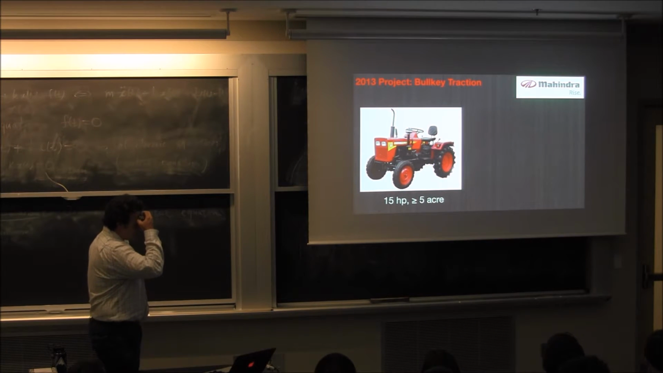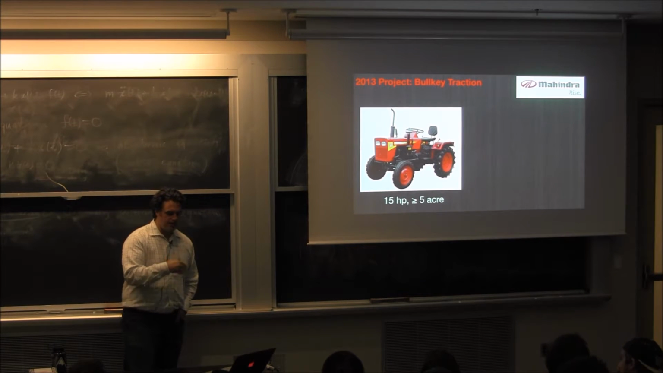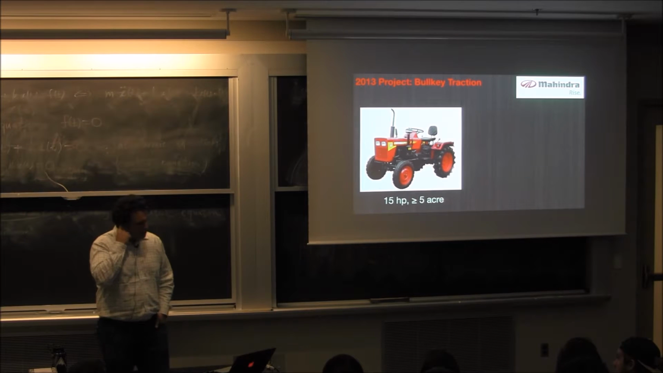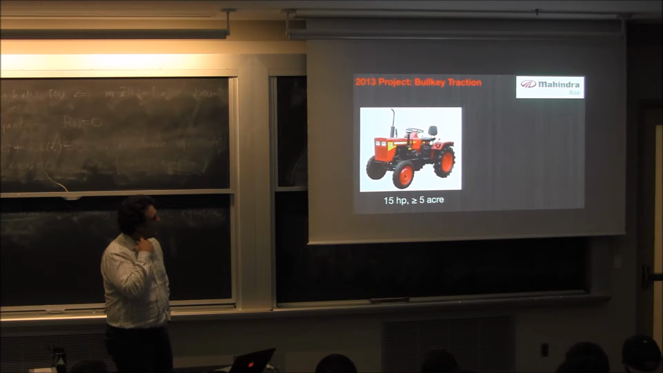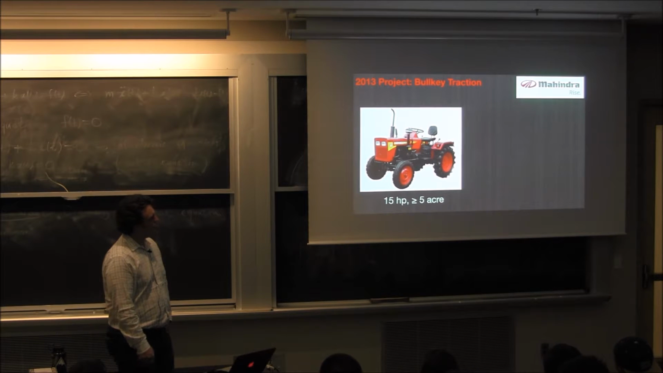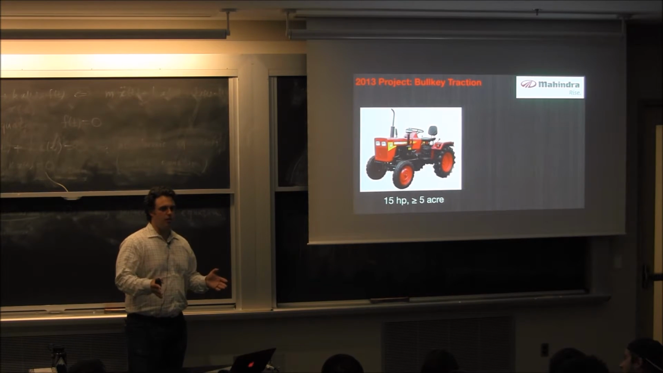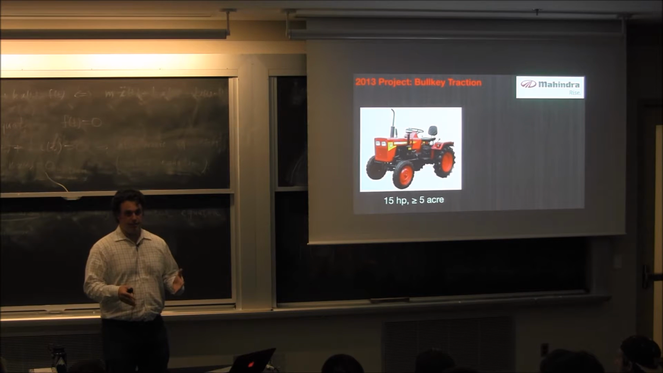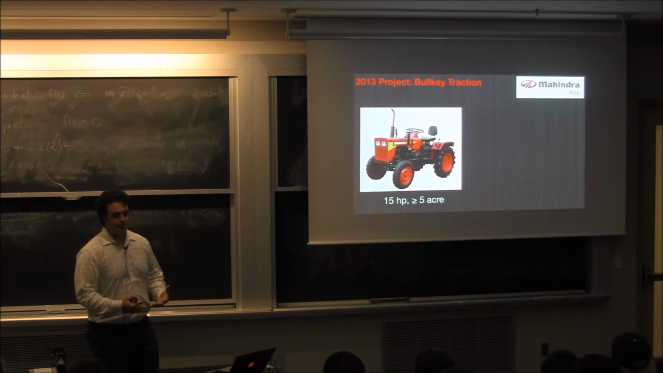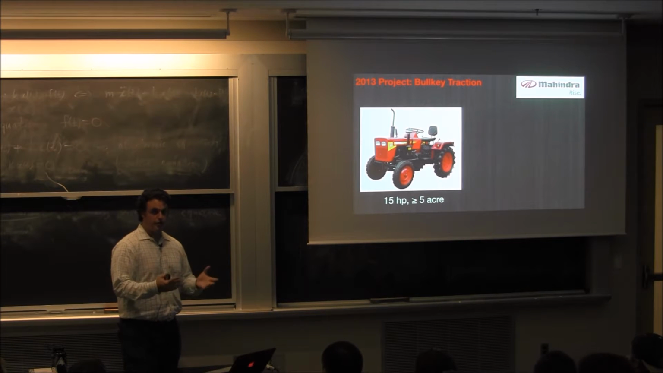To give you a bit of perspective of what the projects are like in this course, I'll tell you about 2 from the last 2 years. 2 years ago, we did this project called the Bull Key Traction Project. And Mahindra, which I just told you about, is seeing that there's a massive segment of the market, farmers that farm only an acre or 2, that are currently using pack animals to farm, like oxen, and are not really leveraging mechanization to farm. And they're thinking that they could make maybe a small tractor that the farmers could use in that segment.